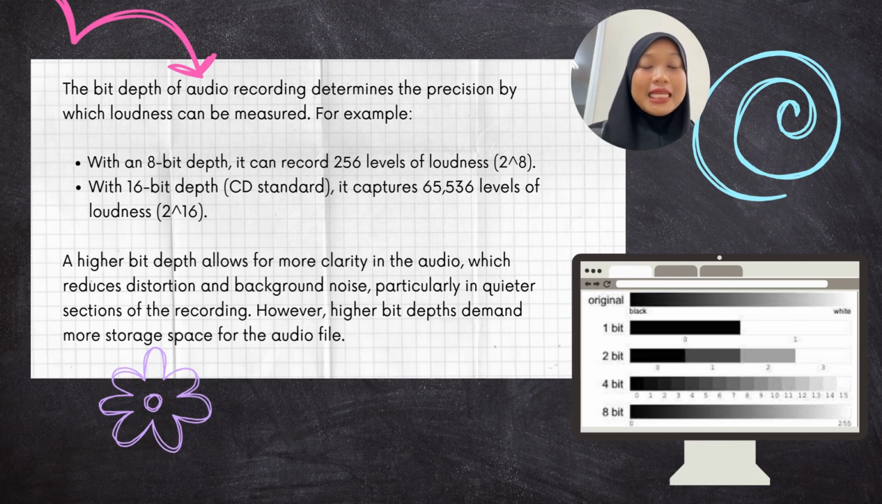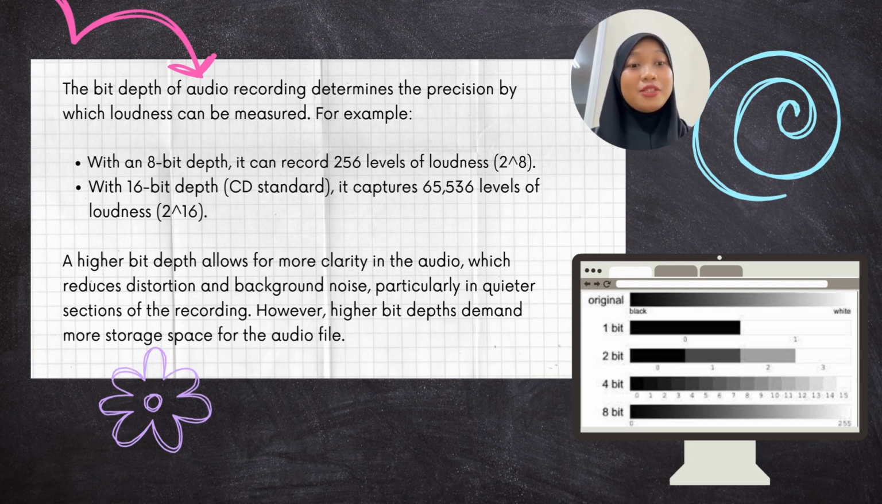Here's how it works. At 8-bit depth, it can capture 256 levels of loudness. And with 16-bit depth, which is the standard for CDs, it can capture an impressive 65,536 levels of loudness. More levels of loudness means smoother and more detailed sound, especially in the quieter parts of a recording. That's why higher bit depths are preferred in professional audio. For instance, 24-bit depth used in studio recordings can capture over 16 million levels of loudness.